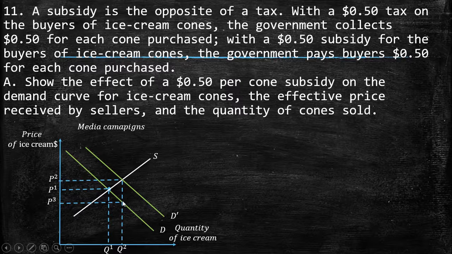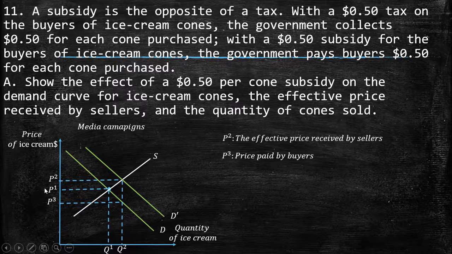So here, the price that the buyers are going to pay is P3, which is less than P1, and P2 is going to be the effective price received by the sellers, which is going to be P3 plus 50 cents. So it's going to be P2. P3 is the price paid by buyers, and Q2 is going to be the quantity of cones sold.